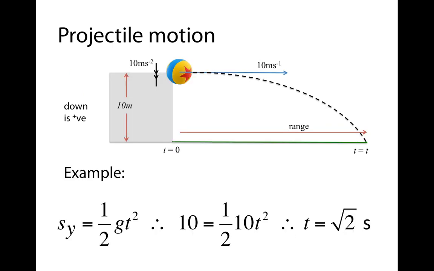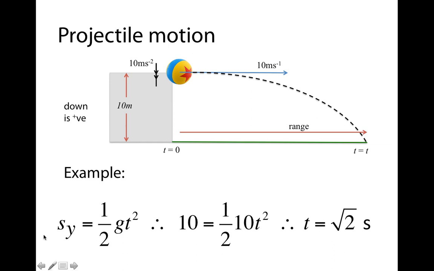Let's look at an example of their use. Suppose we want to find a range of a ball that's kicked with a horizontal velocity of 10 meters per second from a height of 10 meters, and we'll assume, to make life simpler, acceleration equals 10 meters per second squared. We take one of our previously mentioned equations. We want to know the range, but in order to find the range, as we said earlier, we have to find the time.